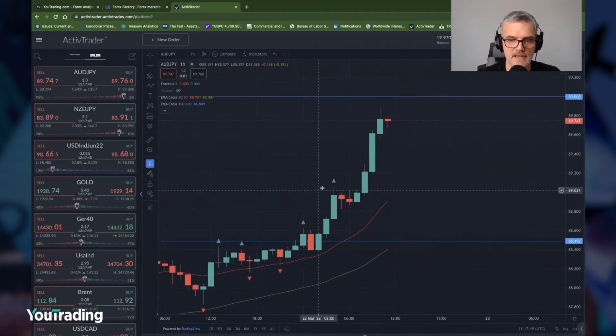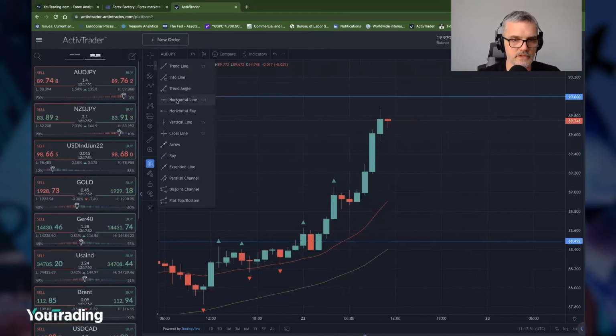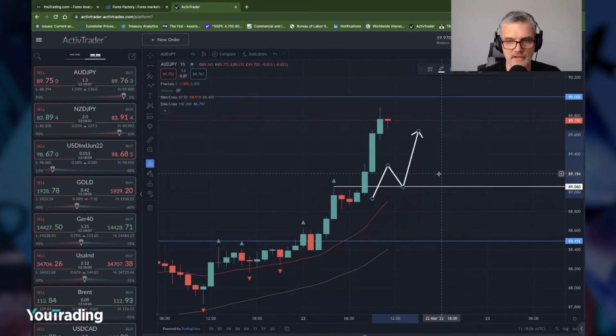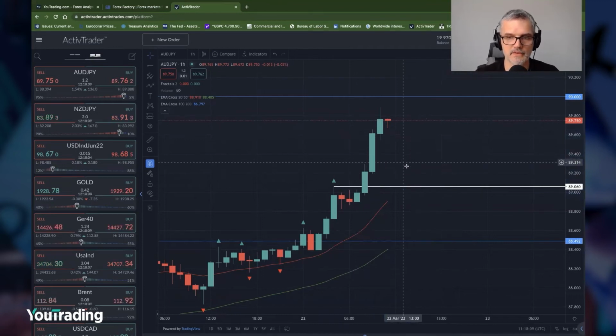ideally, what I like to see is a break of structure. So we take this as a break of structure. At 4 a.m., we had a high, then we had a compression and then a breakout. What I'd normally like to see is a breakout, a retest of that breakout, and then a continuation higher. Obviously, we haven't had that.